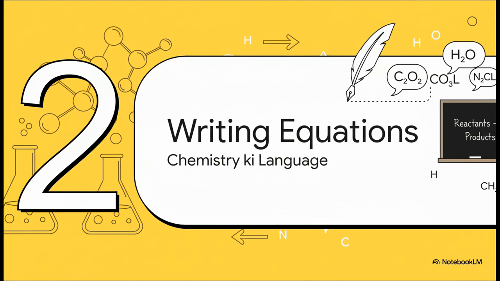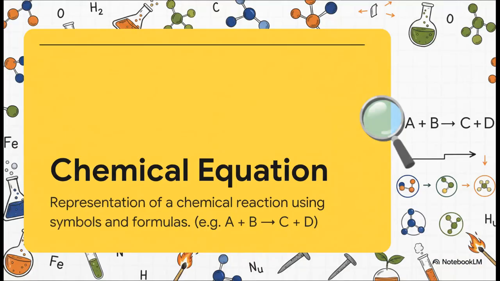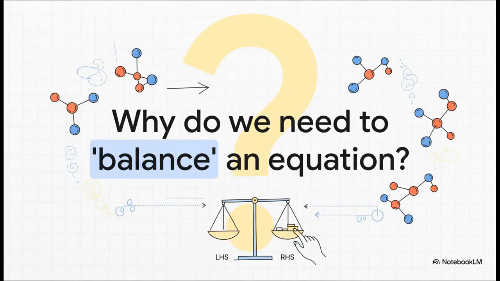It's kind of like learning the official language of chemistry. A chemical equation is really just a cool shortcut. Instead of writing out a whole long sentence, we use symbols and formulas to show what's going on. So, like A plus B, arrow, C plus D. It's way faster, and it's how chemists all over the world talk to each other. Now, I'm sure you've heard your teacher say this a million times. Balance the equation. Don't forget to balance. But why? Why do we have to do that? What's the big deal anyway?